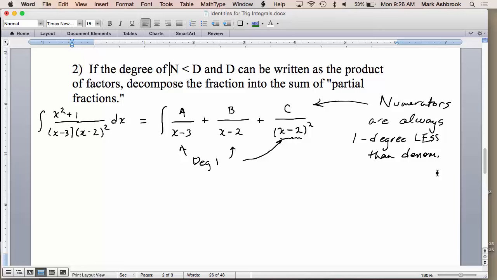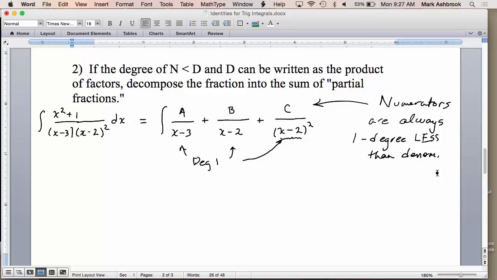But this x minus 2 squared is still considered degree 1. It's still considered degree 1 because it's really just the factor x minus 2, but it's squared. It's two of them. It's x minus 2 and x minus 2. So we still consider that degree 1. Okay? Question? Can you explain how you got the denominator for C?